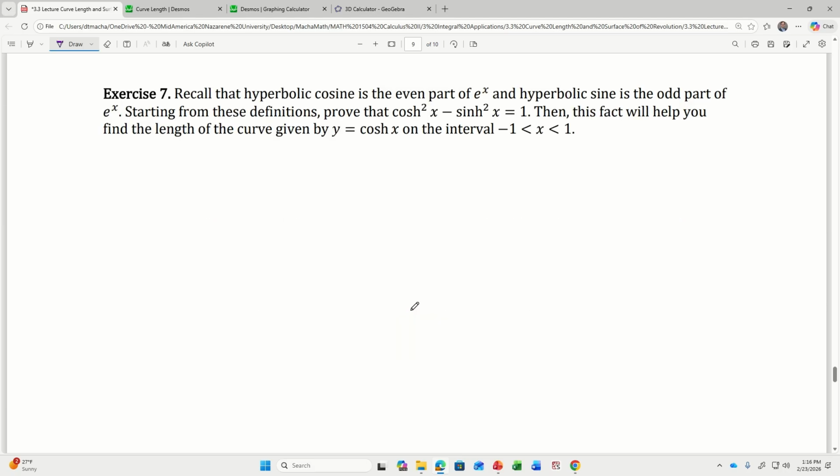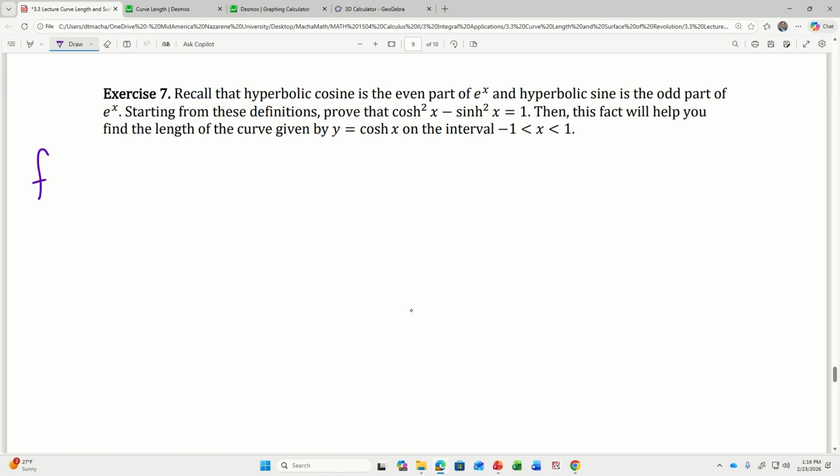Okay, recall that the hyperbolic cosine function is the even part of e to the x, and hyperbolic sine is the odd part of e to the x. Starting from these definitions, prove that cosine hyperbolic squared minus sine hyperbolic squared is equal to 1. Let's try to prove that.